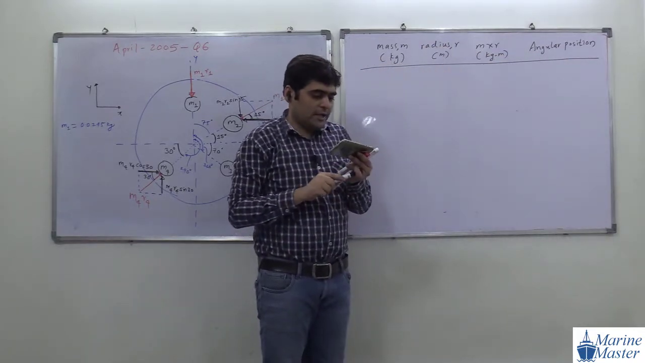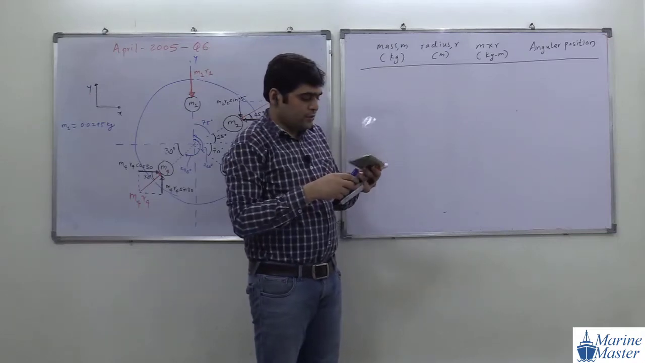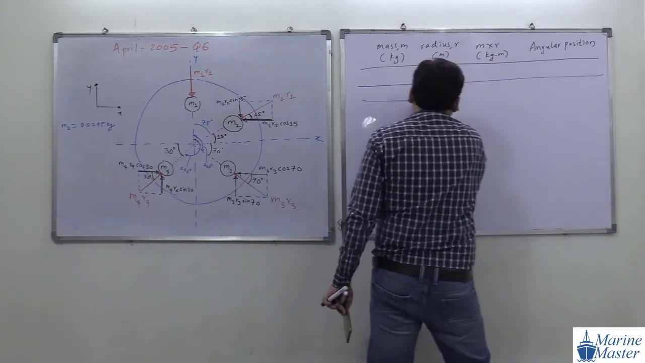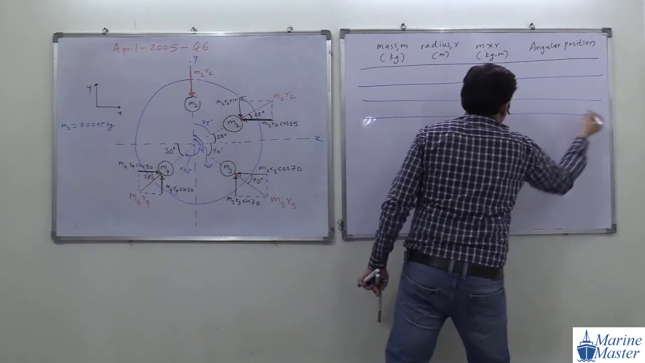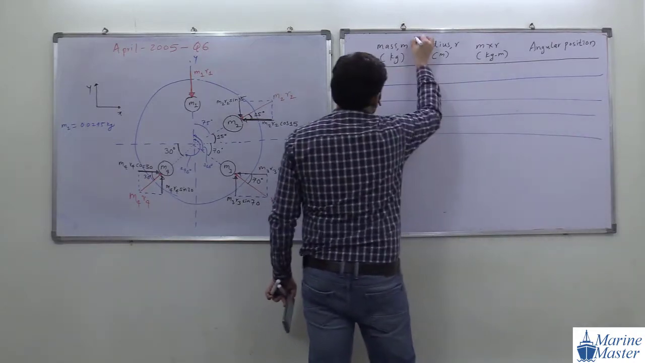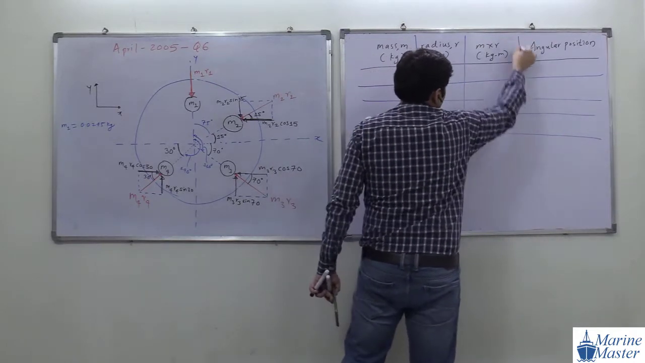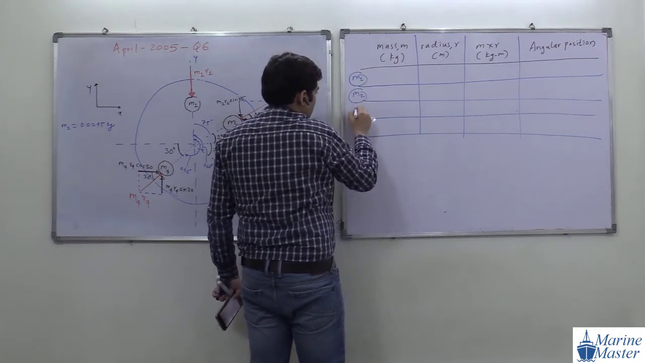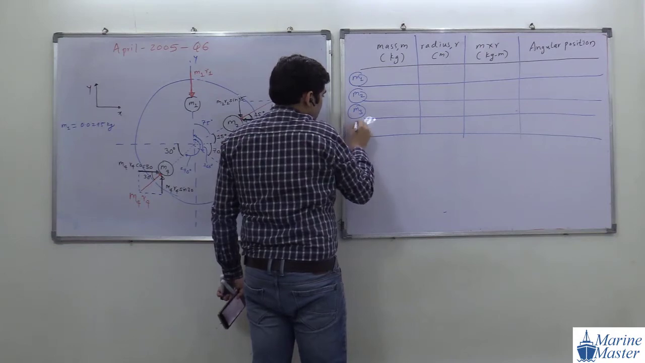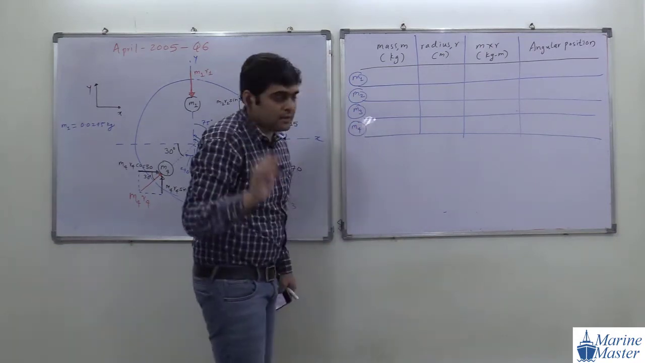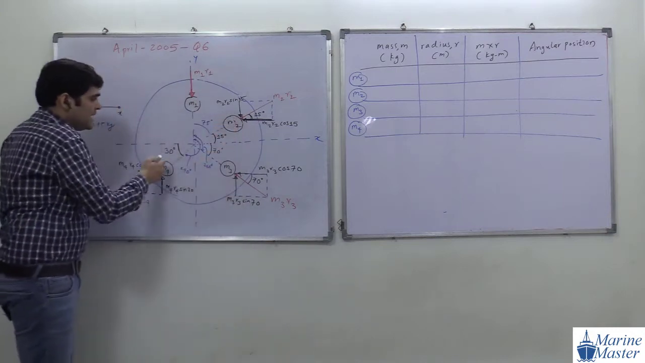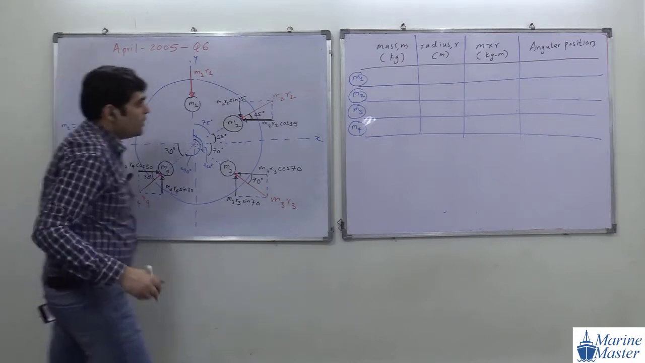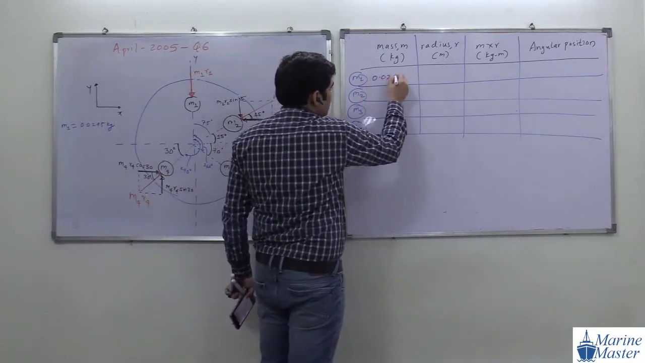Okay guys, are you getting my point? Try to see the scenario here. We have 4 holes. So first mass M1, second mass M2, third mass M3 and fourth mass M4. All 4 masses are the same here. So what is that value? 0.0245. Check it once again.